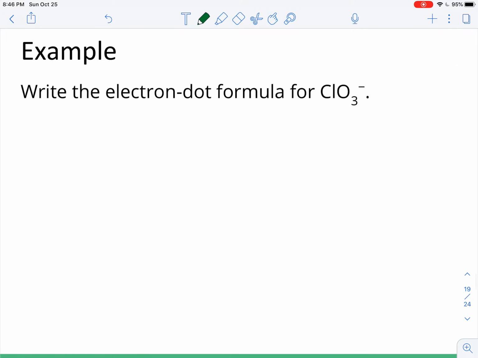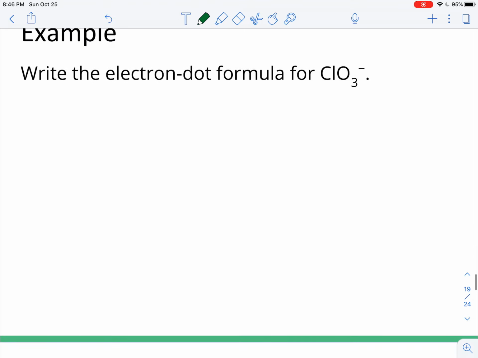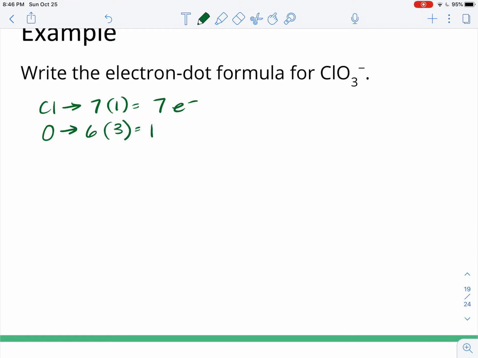So now we can do the same thing for a different formula. So we have ClO3. Okay, so this is what I'd like to do. I'm going to count up my total. ClO, chlorine has 7 valence electrons. There's only 1 chlorine here, so that's 7. All right, oxygen has 6 valence electrons, but I have 3 oxygens, so that means a total of 18 electrons.